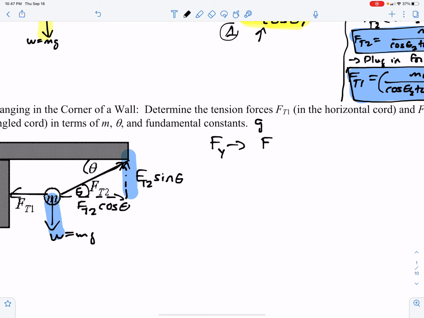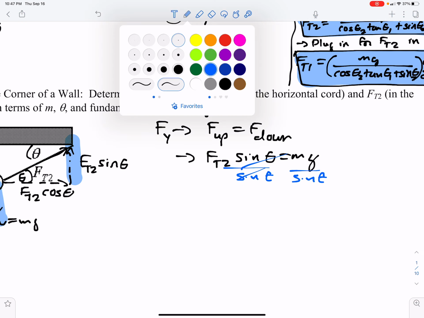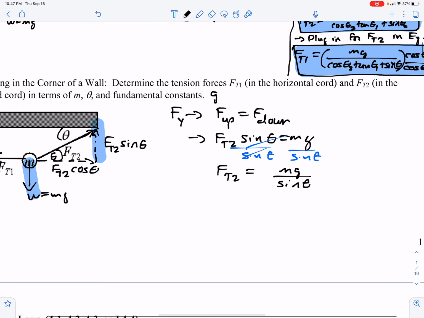Now, if I look at my vertical forces, force up equals force down. So F_T2 sine theta equals the weight. And we could go ahead and divide away the sine part of it right there, and we have a value for F_T2. So F_T2 is equal to the weight over the sine of the angle.